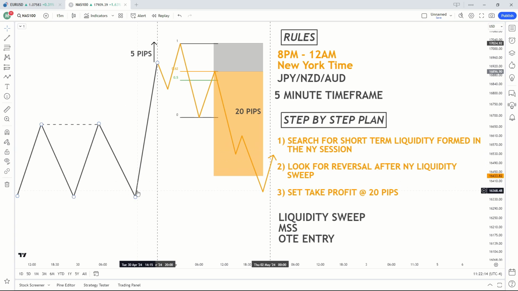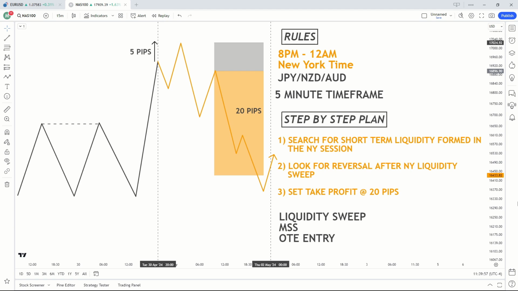As you guys can see in this example, we've had our New York liquidity, which in our case is equal highs. We've swept this liquidity and now we are on 8 PM our kill zone. So from here, I'm going to start to look for a reversal. After that liquidity is swept and we do get signs of market reversing, we simply want to enter and set a take profit at 20 pips.